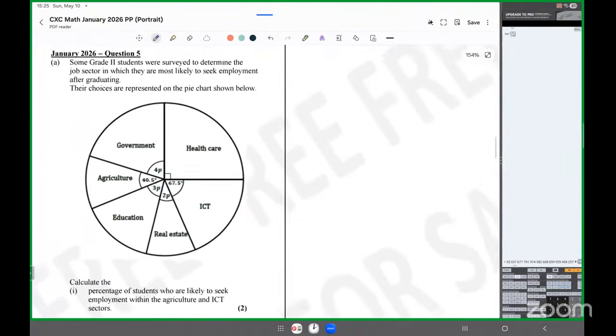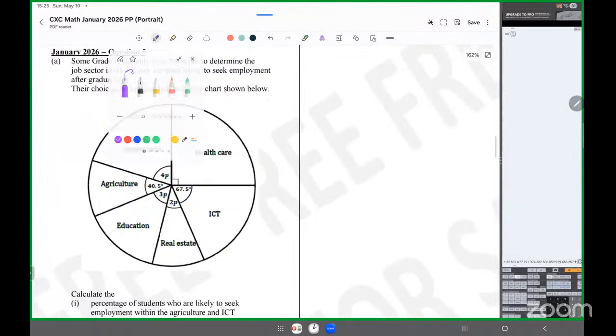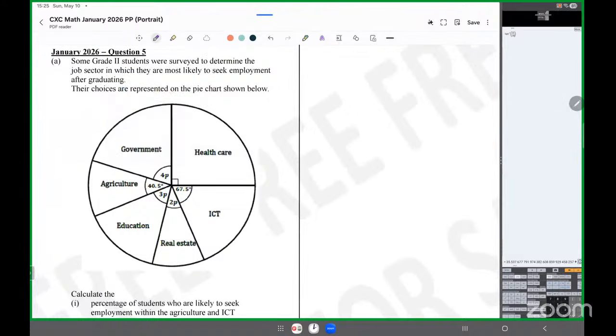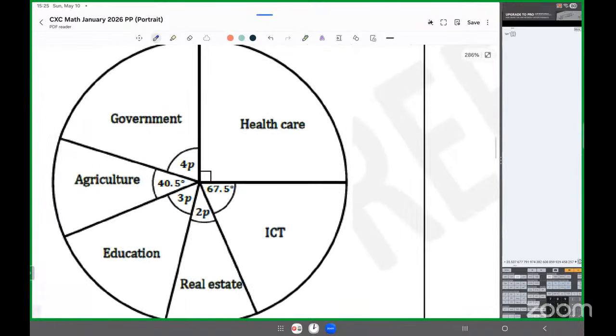Pie chart. This question says some grade 12 students were surveyed to determine the job sector in which they are most likely to seek employment after graduating. All of that fluff. It says their choices are represented in the pie chart below. So we see the pie chart, and zooming in on the angles, we have some angles in terms of P. Those three are in terms of P. This one says 90, so you don't show the 90. That one is 90 degrees.